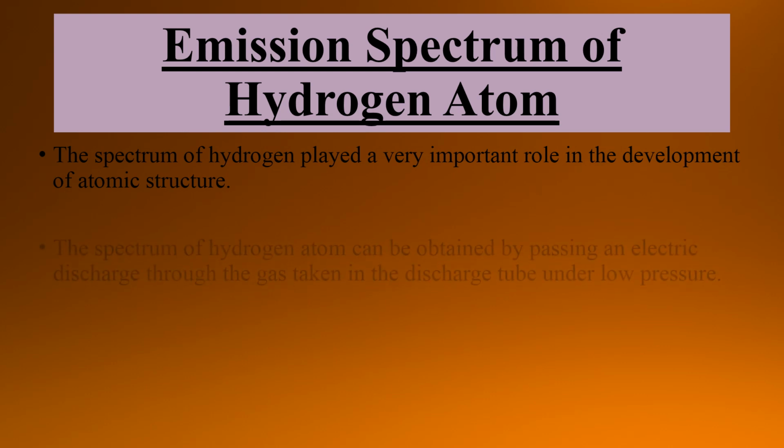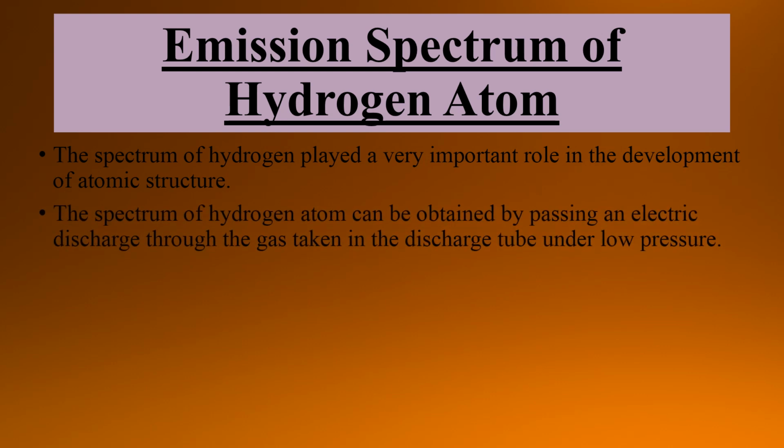Now what happens? The spectrum of hydrogen atom can be obtained by passing an electric discharge through the gas taken in the discharge tube under low pressure. The spectrum of hydrogen which was observed was obtained basically by passing an electric current through a gas which is present in a discharge tube, and that gas is filled under very low pressure.